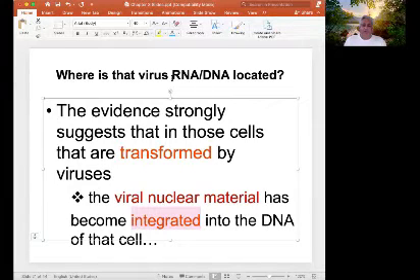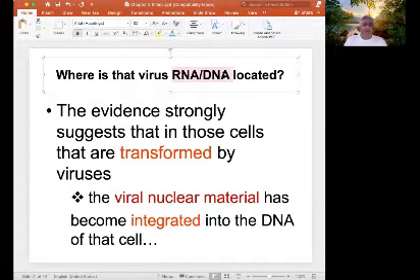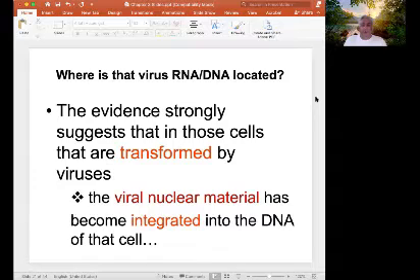So these are big questions, right? RNA, DNA, which one is used for integration? Can both be integrated? And how are they integrated? So those questions are the big ones. And once we discover that, we can then look at the biology.